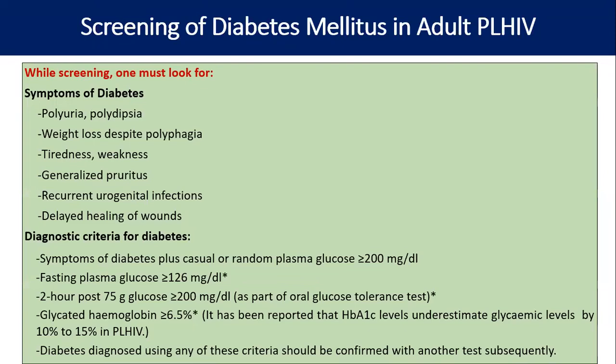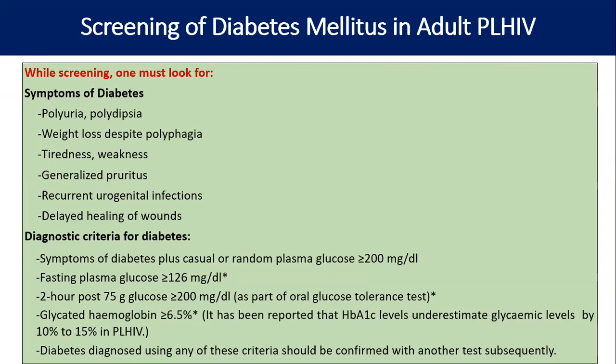Now, screening of diabetes mellitus, the symptoms that we look for are polyuria, polydipsia, polyphagia, weight loss, tiredness, weakness, generalized pruritus, recurrent urogenital infection, delayed healing of wounds. Out of all this, generalized pruritus is probably missed quite often, but this is a very, very important sign of diabetes, and this happens mostly on the outer side of the thigh and outer side of the arm, back in the scapular region. These itchings are there.